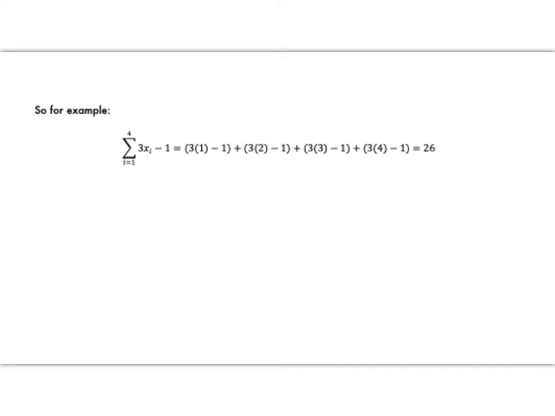Let's take a quick example. If I go from 1 to 4 on my index, and I want to take 3 times x sub i, where x is just whatever number we throw in here, then we're taking 3 times whatever number we throw in from 1 to 4 and then subtracting 1. So the first term is 3 times 1 minus 1, the second term is 3 times 2 minus 1, then 3 times 3 minus 1, and then 3 times 4 minus 1. We evaluate each one of those individually and then add them all together to get a grand total of 26. You can test that for yourself, but it's not all that challenging. You get 2 here, 5 here, 8 here, and 11 here, and when you add all of those up, you get 26 as your final answer.